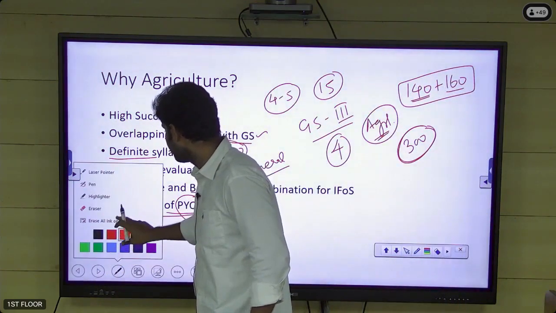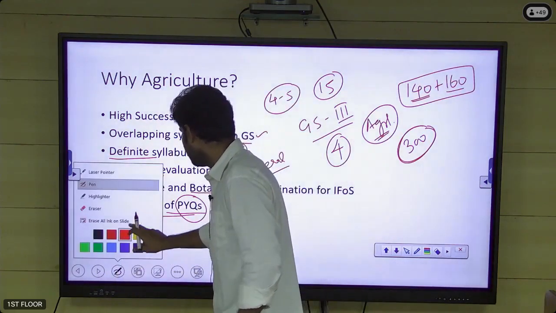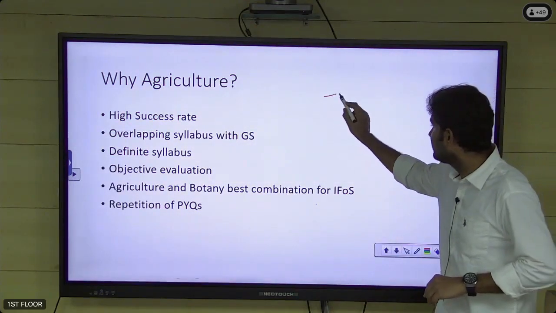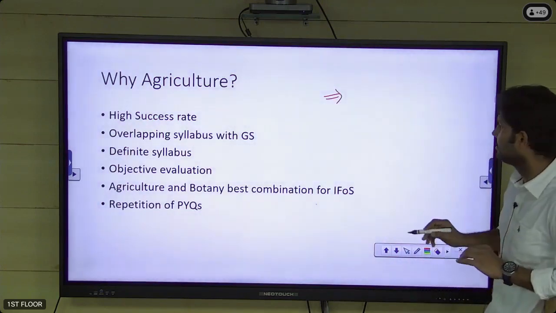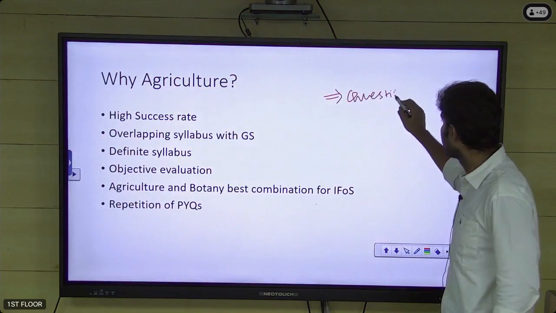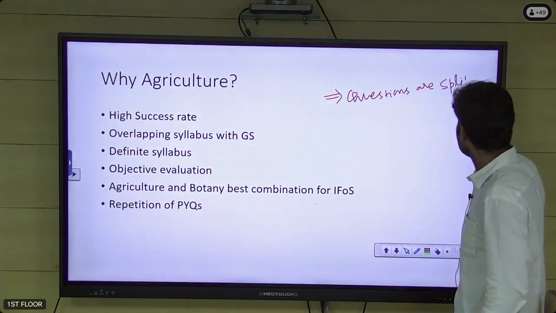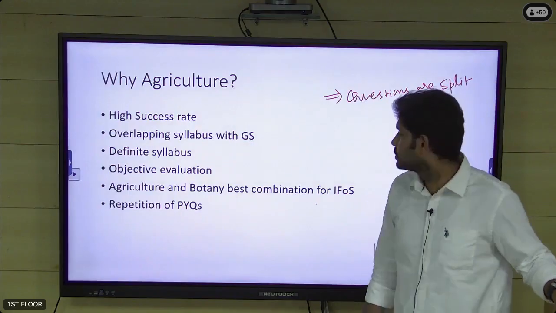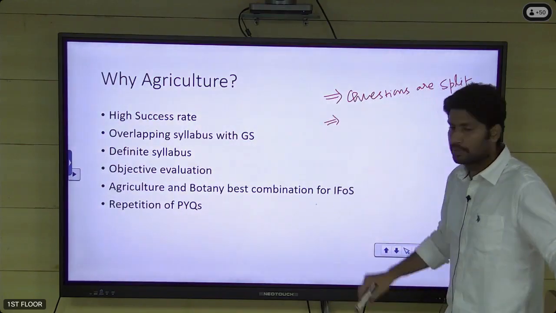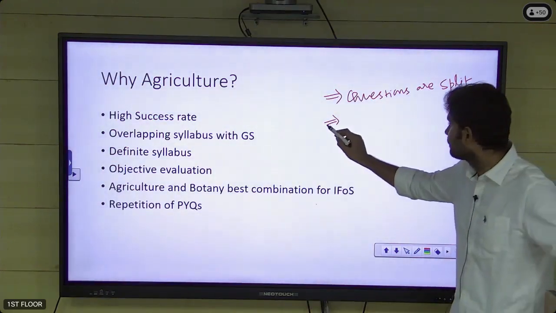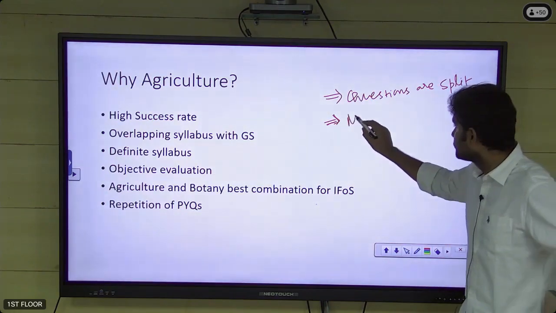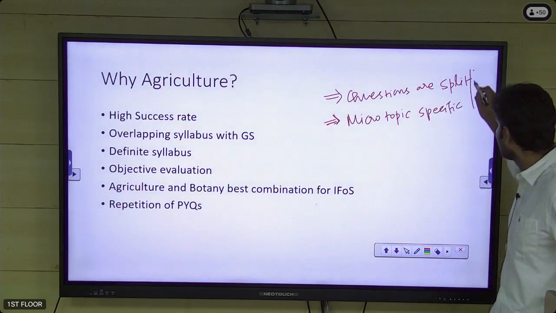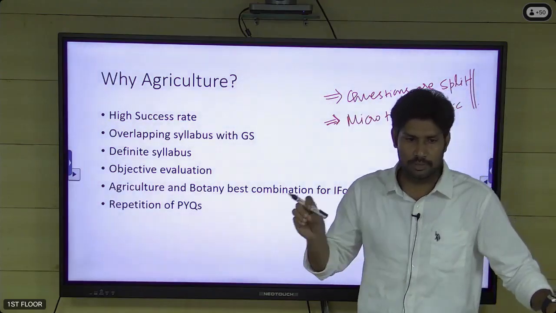In every topic, I will tell you the recent trend and explain what you should do during the preparation. See, the current trend in the UPSC optional paper, not only agri optional but for any optional, is that the questions are split. Even in a single question, they ask 3-4 sub-questions. And another major problem in the recent trend is that they ask micro-topic-specific questions. So these are the current trends in the UPSC optional paper.